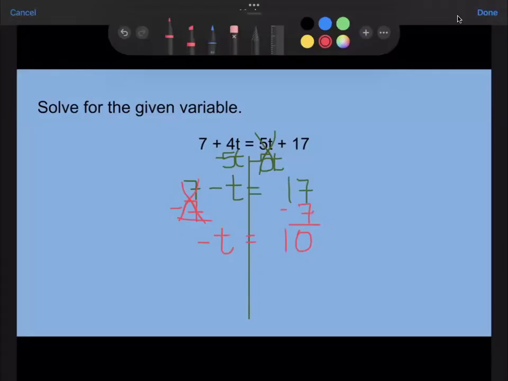And that's great, except we want to know what t is, not negative t. Anytime you have a negative in front of a variable, that's like negative 1 times t. So I'm going to divide both sides by negative 1 to get rid of that negative. So t is actually equal to 10 divided by negative 1, which is negative 10.